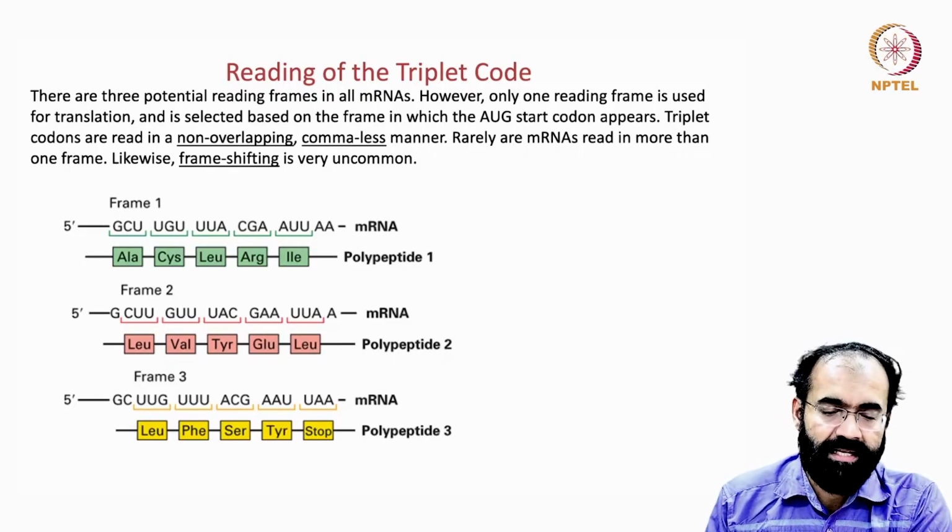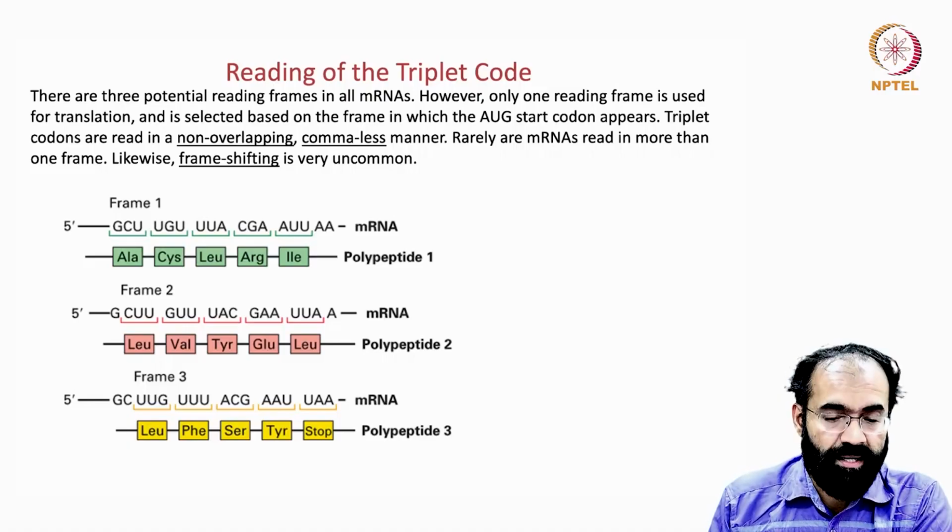Say, for example, you can see here frame 1, frame 2 and frame 3 are mentioned. Let us say GCU is one codon and UGU another codon. So this is one frame starting from GCU. Now in the next frame, G is not counted, whereas CUU is counted, that means C, U and U. So there is a frame shift and it continues like that: CUU, GUU, like that.